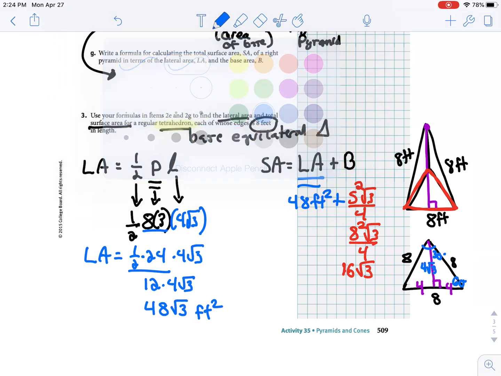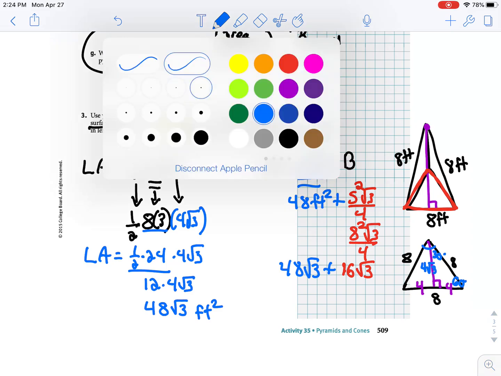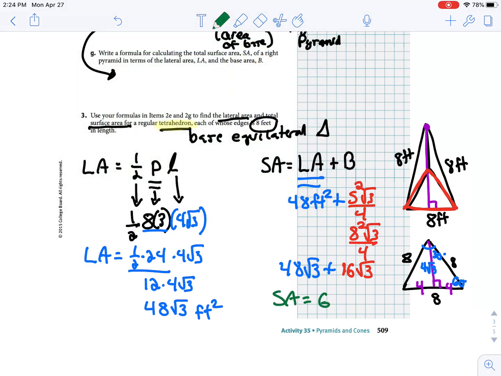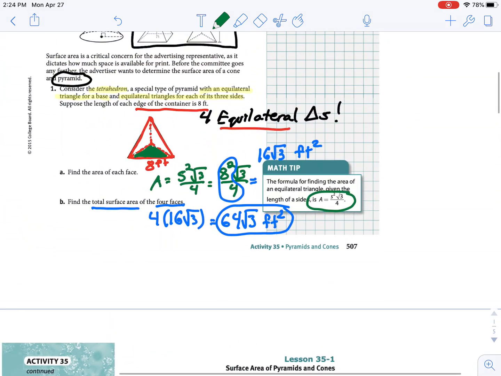When I add my lateral area of 48 square root 3, I get a total surface area of 64 square root 3 feet squared. Now, if this problem looks familiar to you at all, it's because we already solved this problem at the start of the lesson. And I want to point out that at the start of the lesson, you didn't have any formulas. We simply found the area of each of the different surfaces and we added them together.